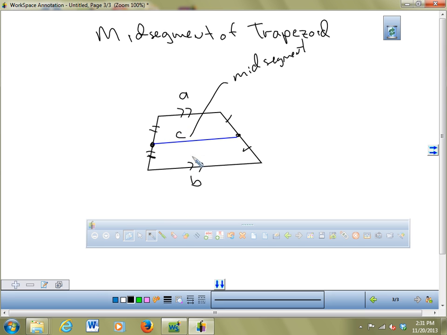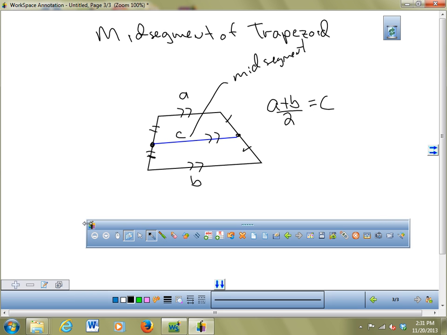They're all parallel, that's true. And C is the average of those two. So A plus B divided by 2 equals C. So that's your mid-segment of a trapezoid conjecture.